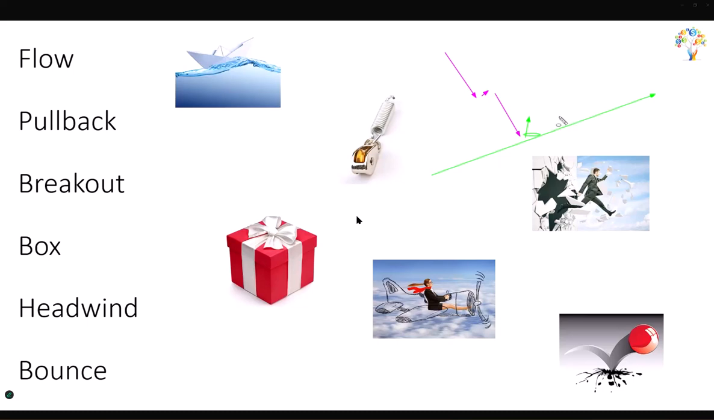Flow, pullback, breakout, box, headwind, bounce. Six setups. There is one similarity in all of them. Never trying to catch the falling knife. Always buying the low point. It can be a swing low. It can be a pullback. It can be a sideways market low.